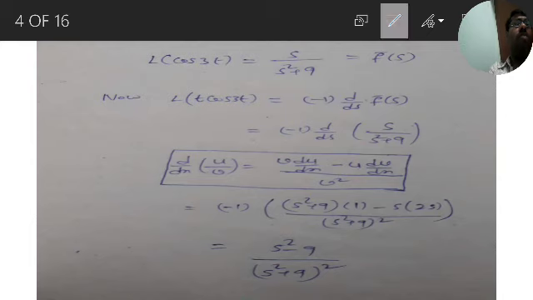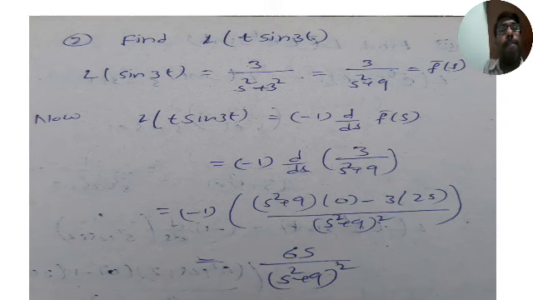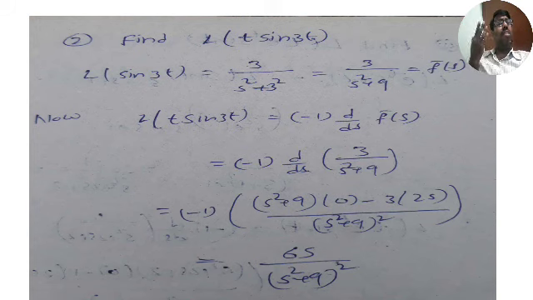These are the previous questions for 5 marks. Yes, this is our second question. Find L of t into sin 3t. Are you getting? It is multiplied by t. By seeing the problem, first of all identify the method. So t into sin 3t means it is multiplication by t.